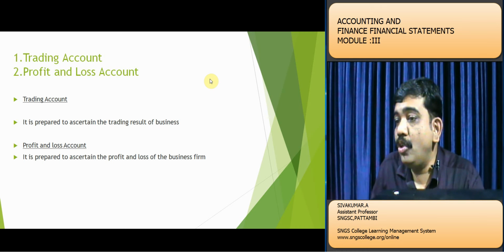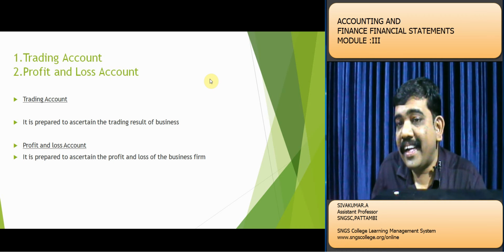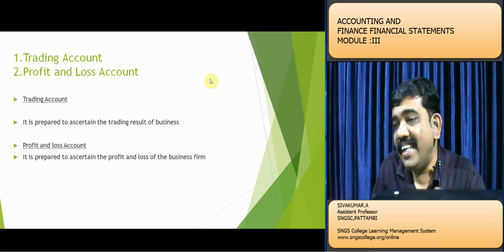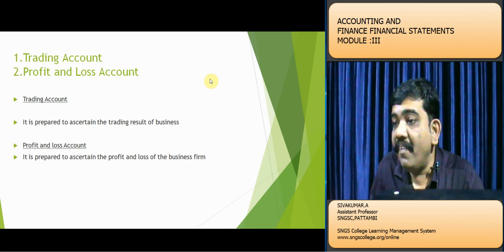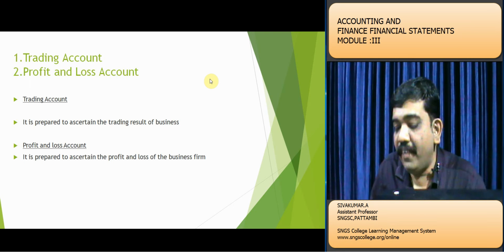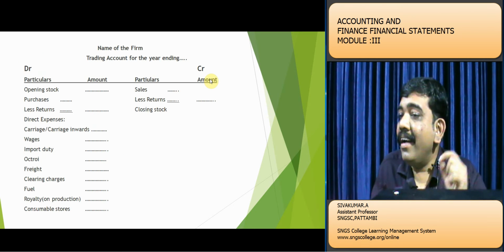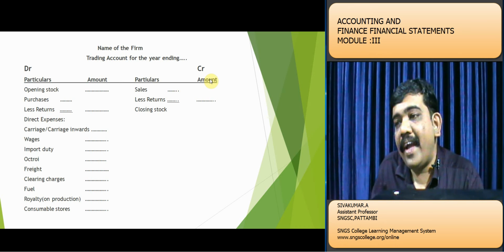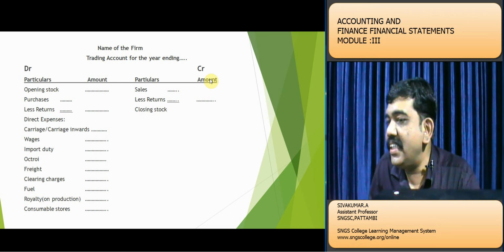What is the objective for the preparation of a trading account? Trading account is prepared to ascertain the trading result of the business, whereas profit and loss account is prepared to ascertain the profit and loss of the business firm. There is a format or basic structure for the preparation of a trading account as far as traditional accounting terminology is concerned.